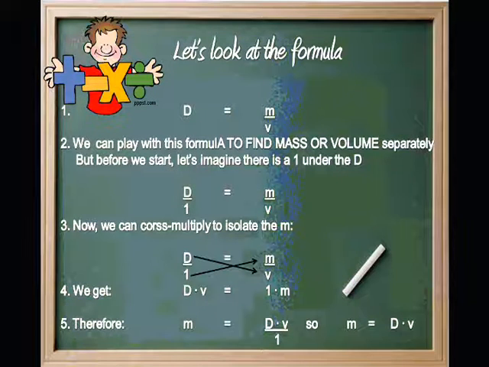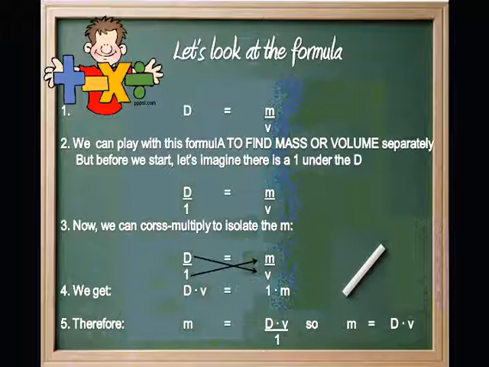We can play with this formula to find mass or volume separately. But before we start, let's imagine there's a 1 under the D. So D over 1 is equal to m over v. Again, we'll cross multiply. D goes to the v, 1 goes to the m. And in step 4, we get that one line. D times v is equal to 1 over m.